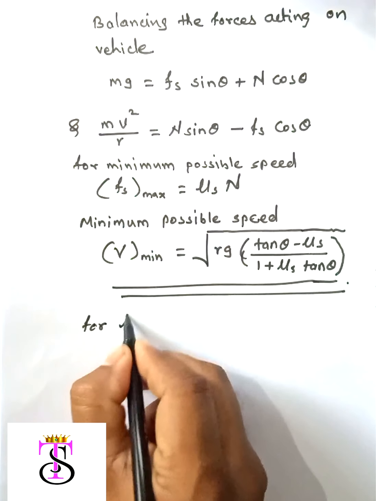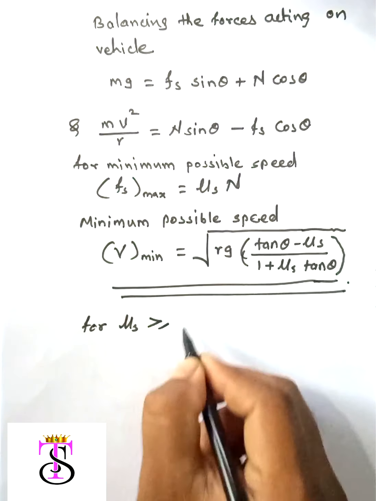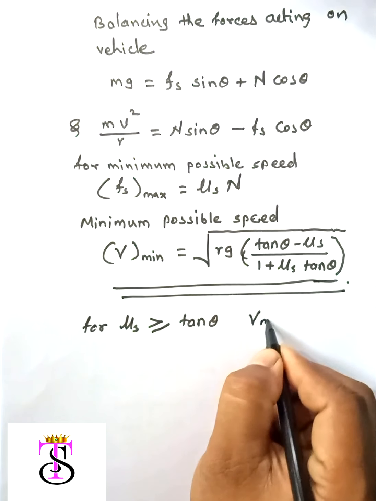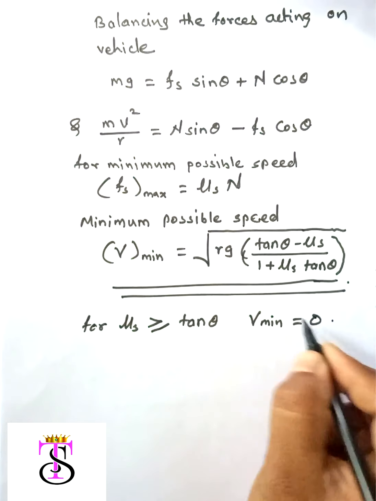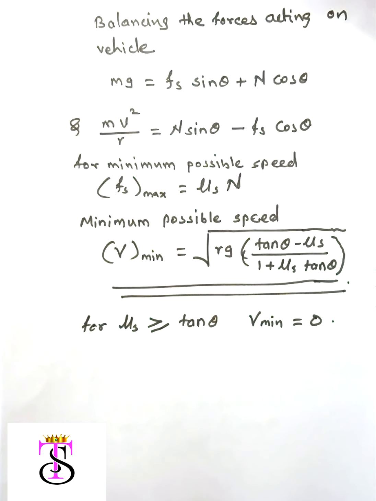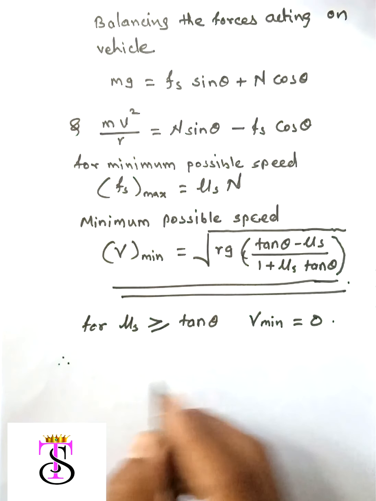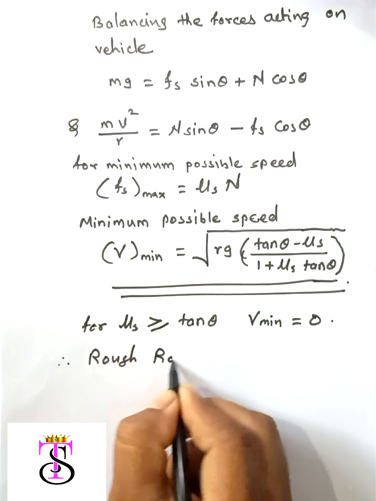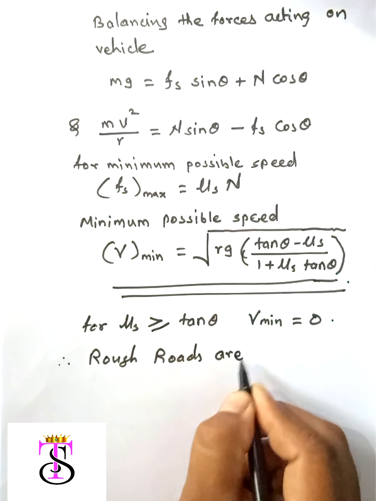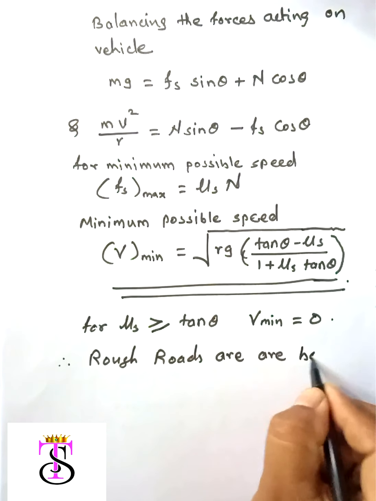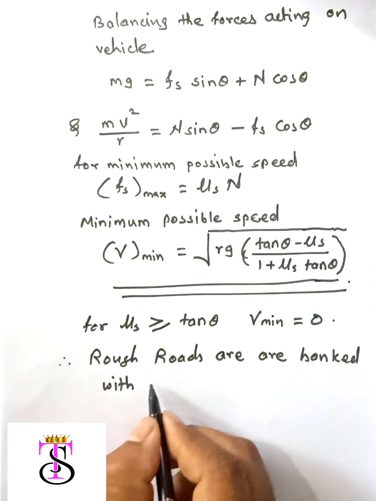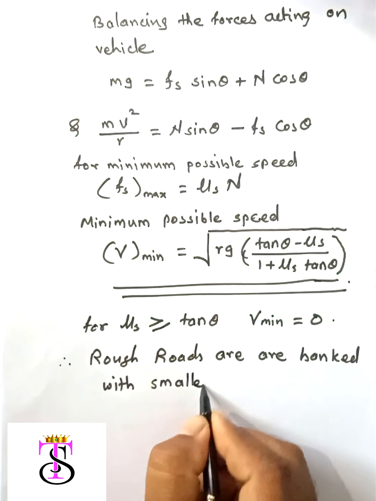For mu s less than or equal to tan theta, V minimum is equal to 0. So we can write this from the equation. Therefore, because of this reason, rough roads are banked with a smaller banking angle.